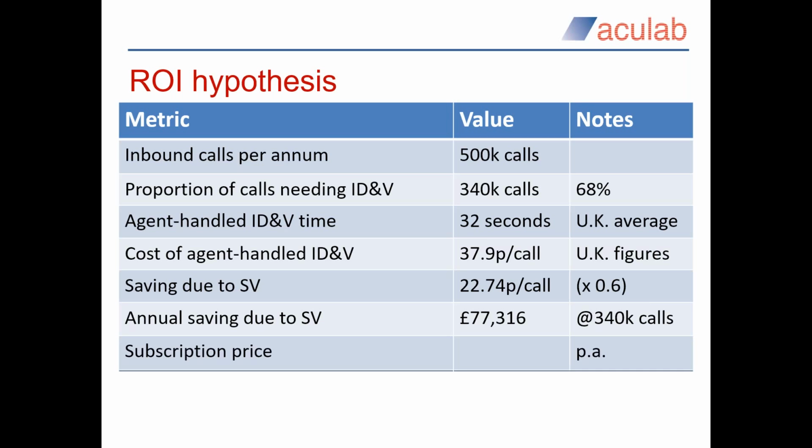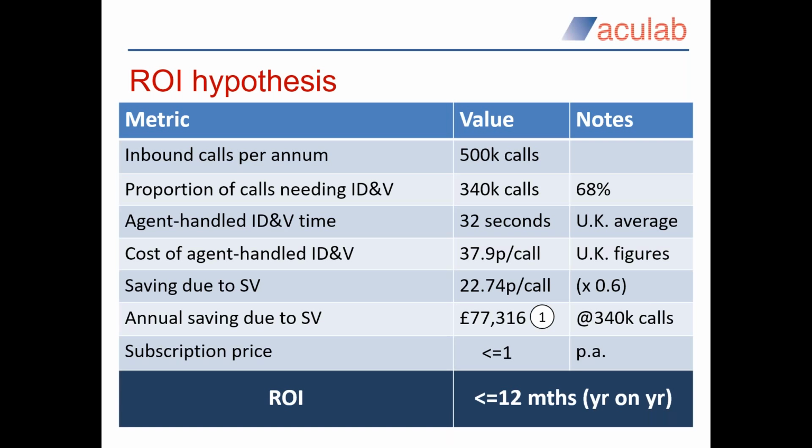Now here's the punchline. Assuming that your voice biometrics vendor is licensing the technology for an annual subscription, and assuming, for the sake of argument, that the fee is equal to or less than the saving we've just seen, the ROI is going to be less than 12 months, year after year after year. Ain't that an ROI to die for?